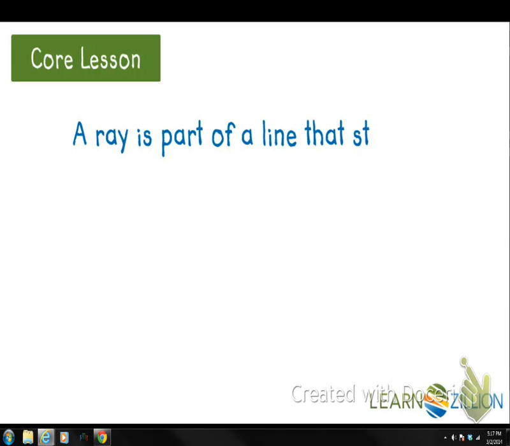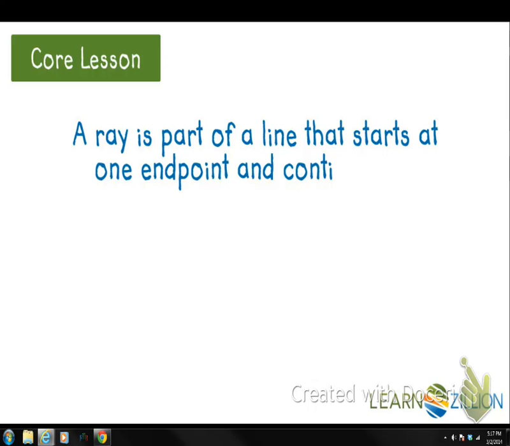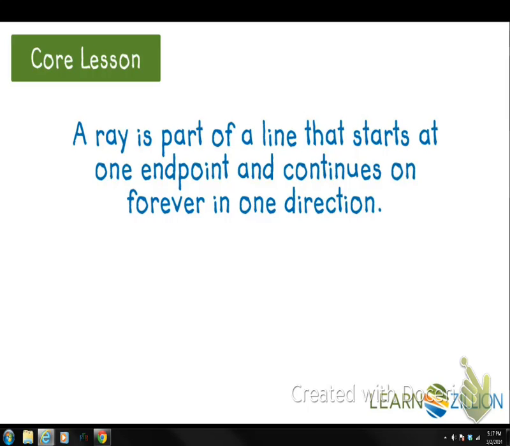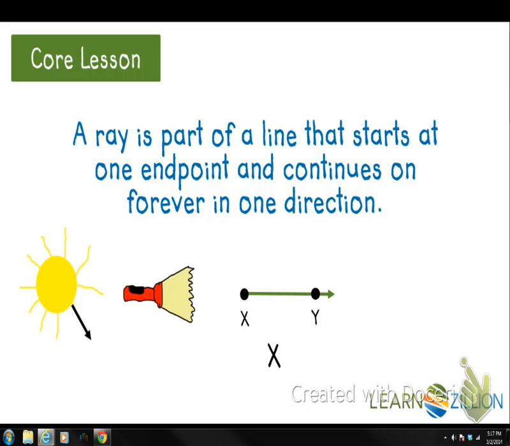A ray is part of a line that starts at one endpoint and continues on forever in one direction. Remember the sun's light. It starts at one endpoint and continues on in one direction. You can also think of a flashlight. Take a look at this ray. We have an endpoint X and a point Y. When labeling a ray, we have to start with the endpoint first and then any other point after that. We call this ray XY.